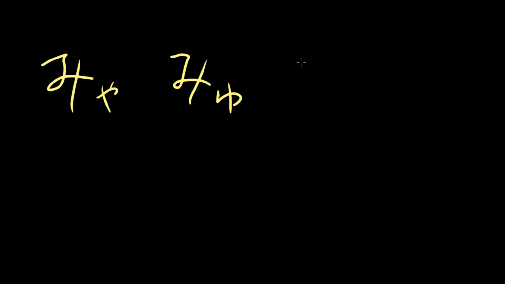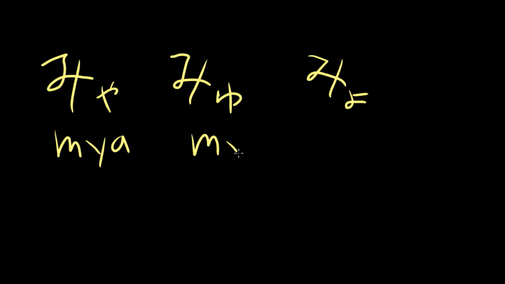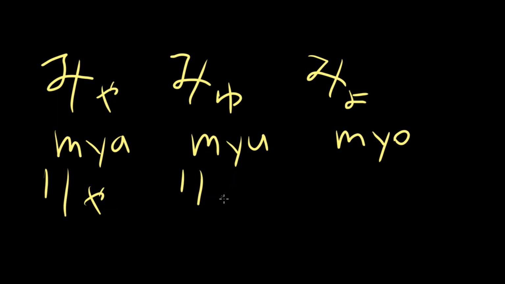Right. Next, there's the mi line. So mi, you can try to guess what it would sound like. Mi with a small u, and mi with a, looks like a 4, doesn't it? The more I write it, it looks like a 4. So that's mia, mu, myo. And now the ri line, so that's ri.